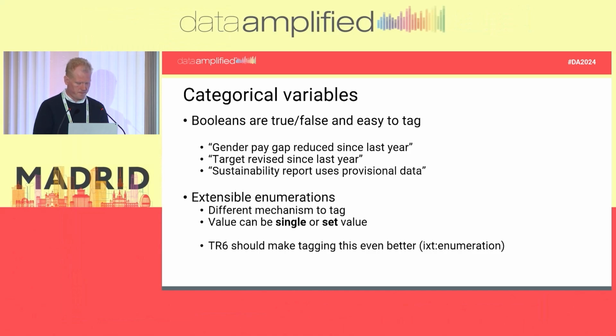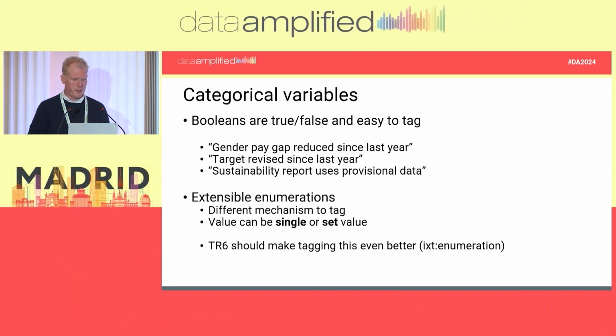Okay, categorical variables. I said we'd come on to them. So Booleans, true, false, I think everyone gets them. They're best as statements. Gender pay gap reduced since last year, one of my favorites. You can have 6 pages of consultantese, and you may or may not know whether the gender pay gap reduced reading it, but if this thing says it's true or false, then you have an immediate and actionable answer. Target revised since last year, that's also an indication you should go and look why the target changed, and then you can think of all sorts of examples.